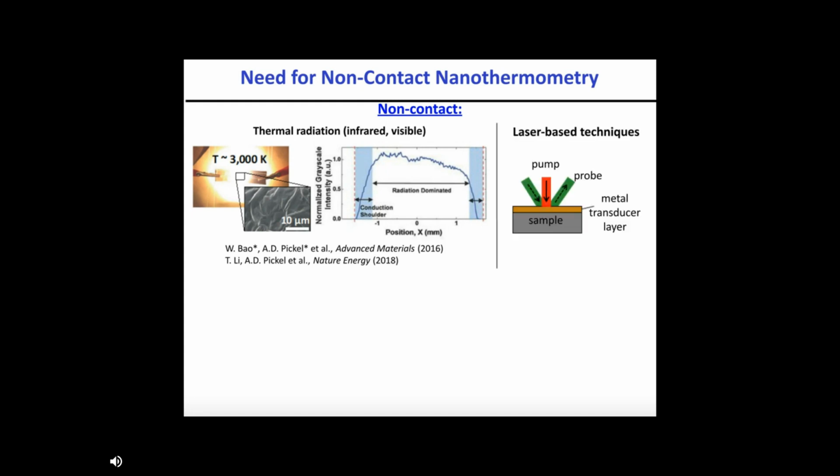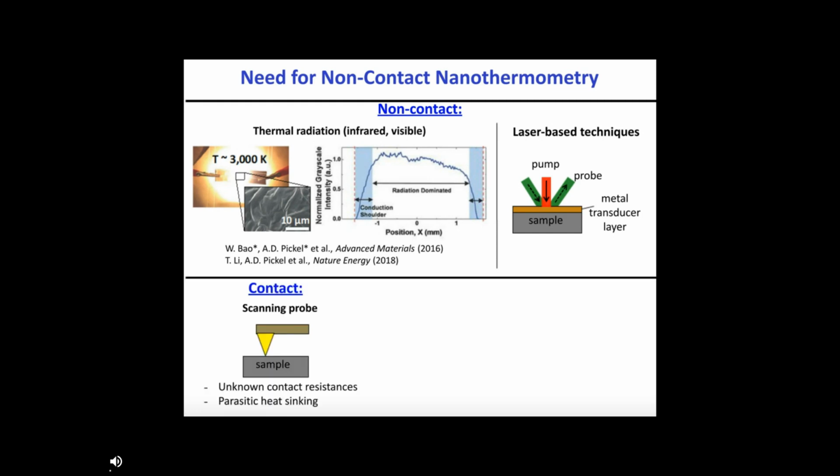There are also many laser-based techniques. One common example here is thermoreflectance techniques that use the temperature-dependent optical reflectivity of a thin metal transducer layer for thermometry. And here you can get spatial resolution down to a few hundred nanometers, but that's a very fundamental limit due to optical diffraction.